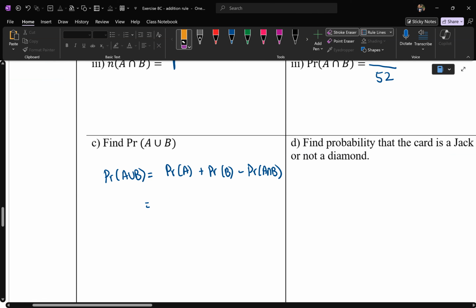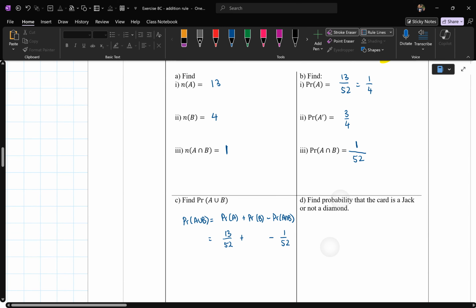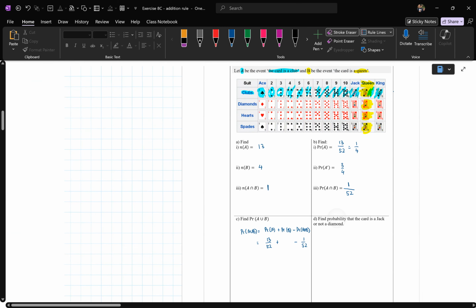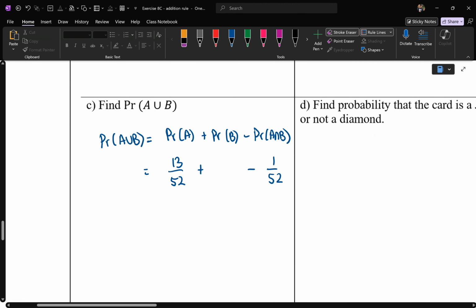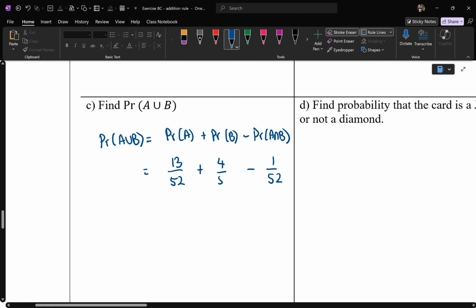And actually, probably keep it out of 52. So it was 13 cards out of 52 cards. The reason why is because probably A intersection B was 1 out of 52. So if you keep the denominators the same, it's easy to work out. The one thing I haven't yet figured out was probability of B. But we already know there are 4 queens out of the 52 cards. So you would say it's 4 out of 52.